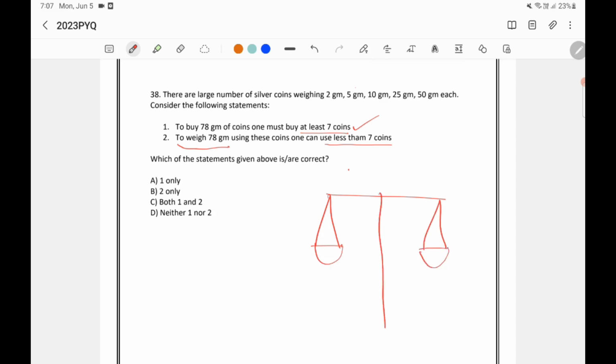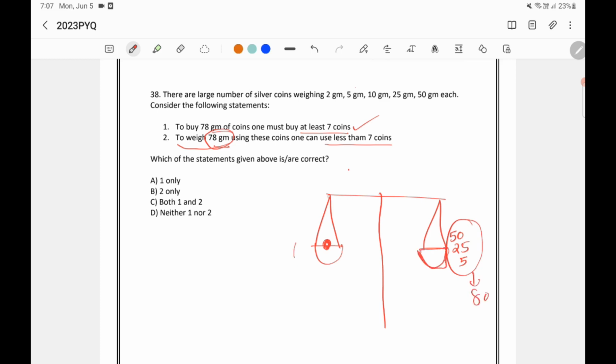I need to weigh 78 gram. So let's assume that I have a thing here and it is weighing 78 gram. Let's say that I have put a 50 gram coin here, a 25 gram coin here, and a 5 gram coin here. So total using these 3 coins, it is 80. So this is now 80 gram.